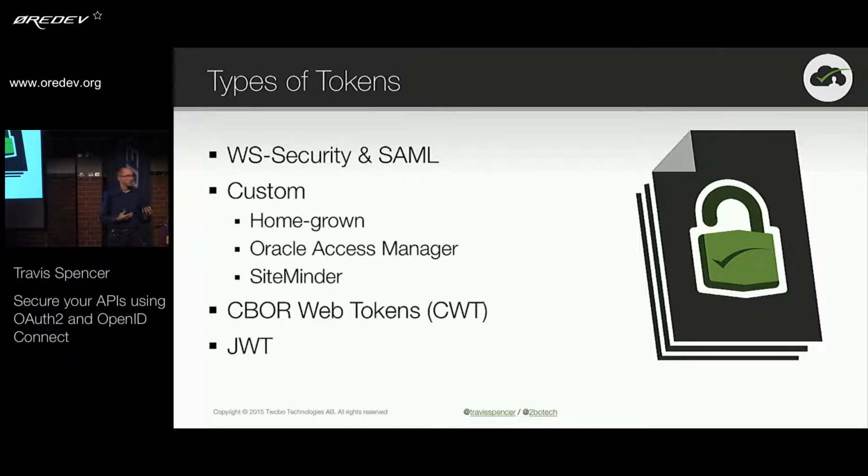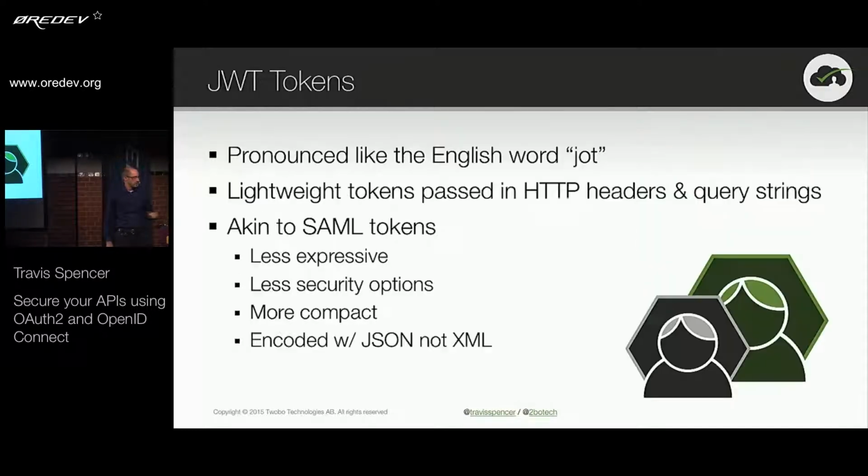You can also create custom or homegrown tokens. This is actually the most popular form of token, which is just some random bits and bytes that are ASCII armored and used as a token. You could also use a CBOR web token, which I don't have time to go into today, but you can also use a JSON web token. And a JSON web token is pronounced like the English word jot, to write something quickly as a sort of scribble. And jot tokens are security tokens that are encoded in JSON format.